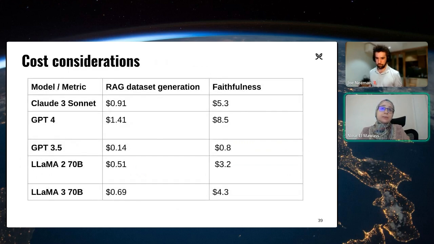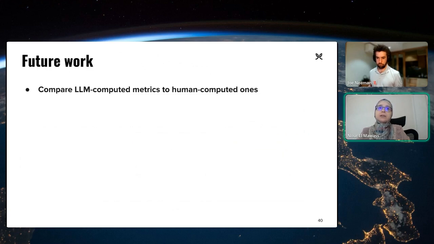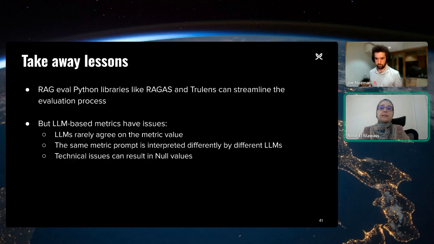Finally, also keep in mind the cost of running these, because generating the RAG dataset itself is not that costly, but since the prompts for each of these models, for each of these metrics, is long, it will cost you a bit if you run it every time in the CI, for example. For future work, we would like to compare these LLM computed metrics to human computed ones, just to have a better idea of which model is the closest in interpretation to human ones. We also wanted to run multiple experiments, and we did that, and this presentation is the result of that.